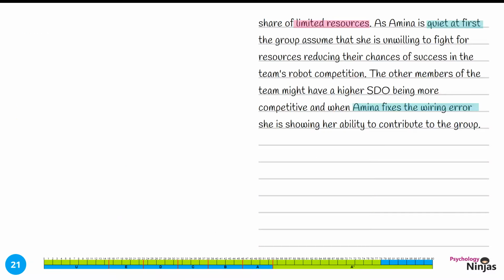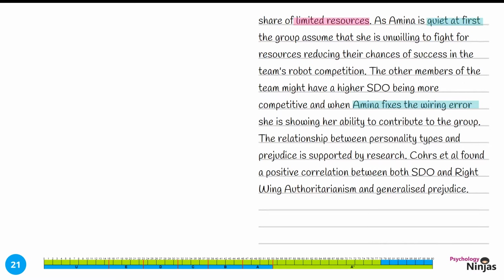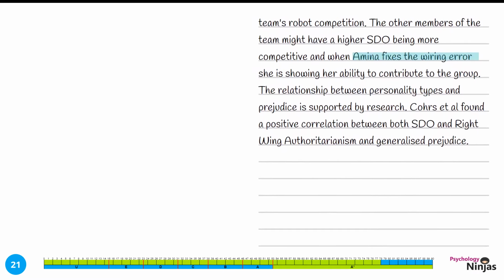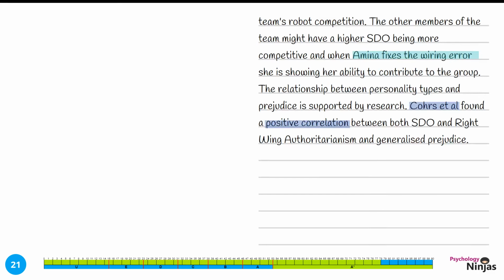It's time to return again to evaluation. The relationship between personality type and prejudice is supported by research. Coors et al. found a positive correlation between both SDO and right-wing authoritarianism and generalised prejudice. We've identified specific research support here, as well as the findings to show our understanding of this study. We're then going to give a counter-argument to show logical chains of reasoning.